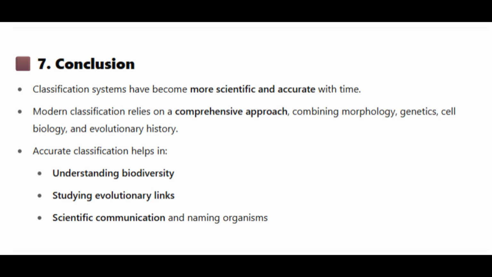Conclusion. Classification systems have become more scientific and accurate with time. Modern classification relies on a comprehensive approach, combining morphology, genetics, cell biology, and evolutionary history. Accurate classification helps in understanding biodiversity, studying evolutionary links, scientific communication and naming organisms.